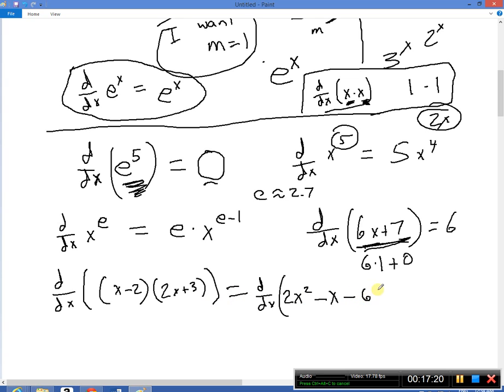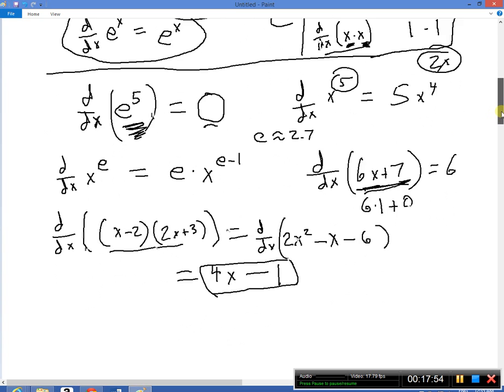So the derivative of that is not too hard. We take the derivative of 2x squared. The 2 sits there and watches. The 2 comes down. So 2 times 2 is 4 times x to the 2 minus 1 is 1. Minus derivative of x is 1. And then minus the derivative of 6. 6 is a constant, so that's 0 derivative. So 4x minus 1 is my final answer. That is the derivative of this quantity. Okay? Let's try one that looks a little harder, at least to some people.